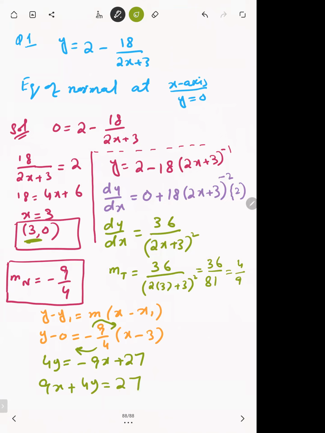So we got the equation of normal: 9x plus 4y is equal to 27. And your normal was AC. So it means the equation of your line AC is 9x plus 4y is equal to 27. We have to prove that, and we did that. So proved.